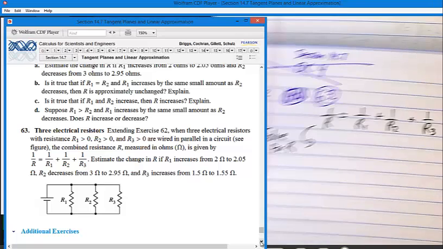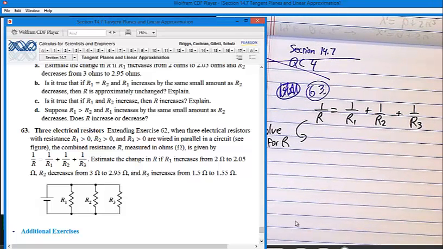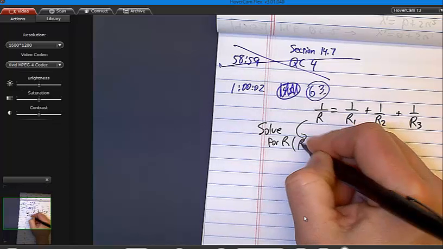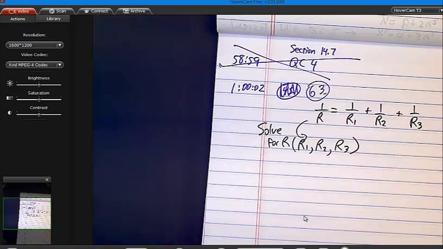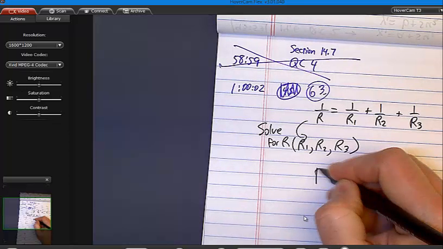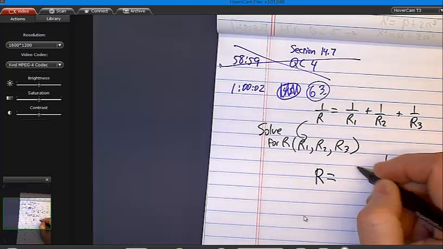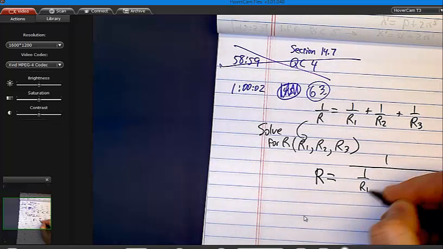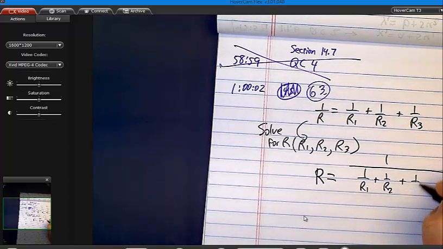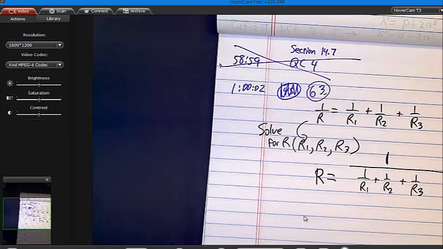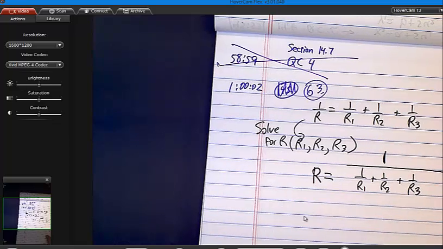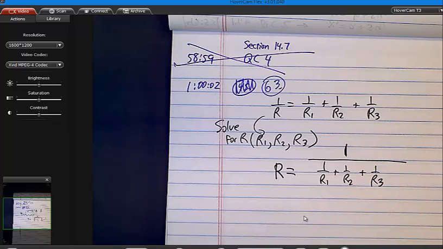When I say solve for R, I want to write R as a function of R1, R2, and R3. So could I just take the reciprocal of both sides? Sure. 1 divided by 1 over R1 plus 1 over R2 plus 1 over R3. But this is kind of like what I told my guys about the square roots. Don't think that that equals R1 plus R2 plus R3, because it doesn't. So if we want to add those fractions, of course, we need a common denominator. What would the common denominator be?